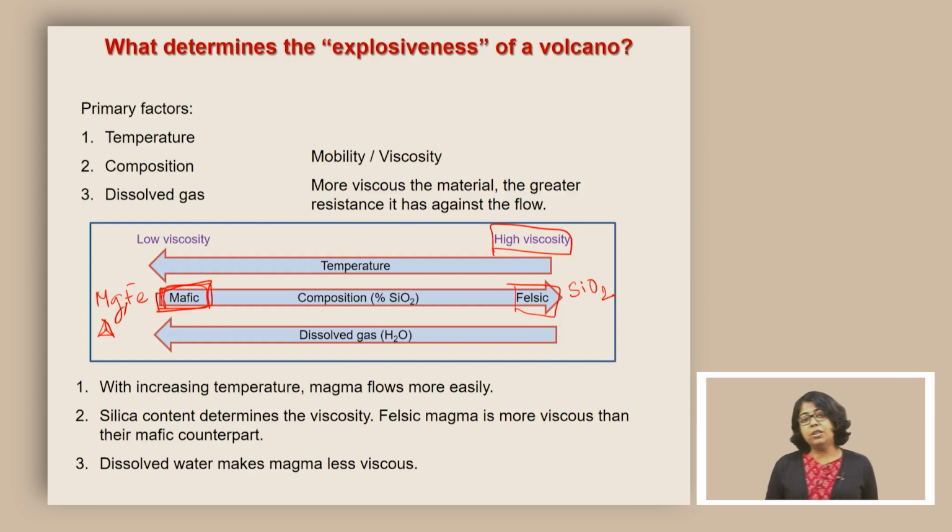So, these are the three major factors that finally control how a magma is going to behave once you change the temperature, composition, and dissolved gas. Now, let us start to imagine from the magma chamber. So, in the magma chamber, we have this magma residing.